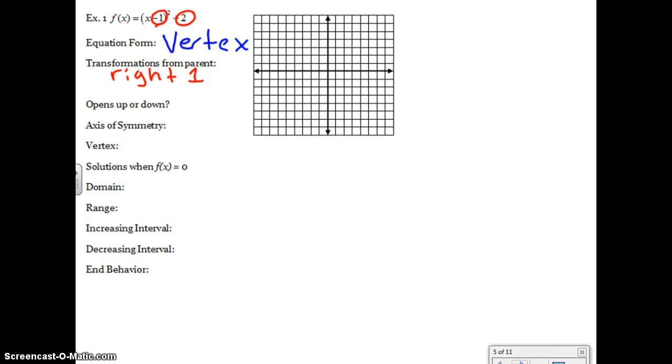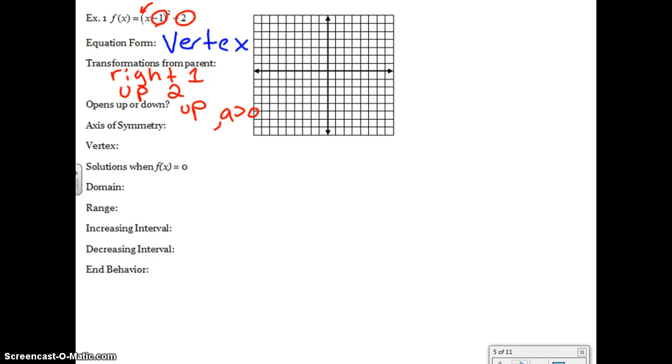Right 1 unit. And then the plus 2 on the outside of the parentheses moves it up 2 units. My parabola will always be opening upwards if my a value is positive. So if you guys look right here in front of the parentheses, there's no negative. Remember that negative reflects it. So I'm not reflecting, so I'm going to be opening up because I have a positive a value. a is greater than 0.